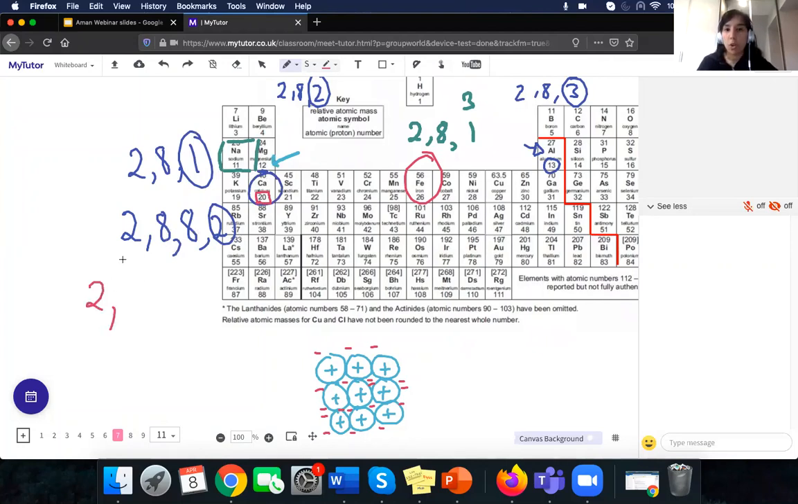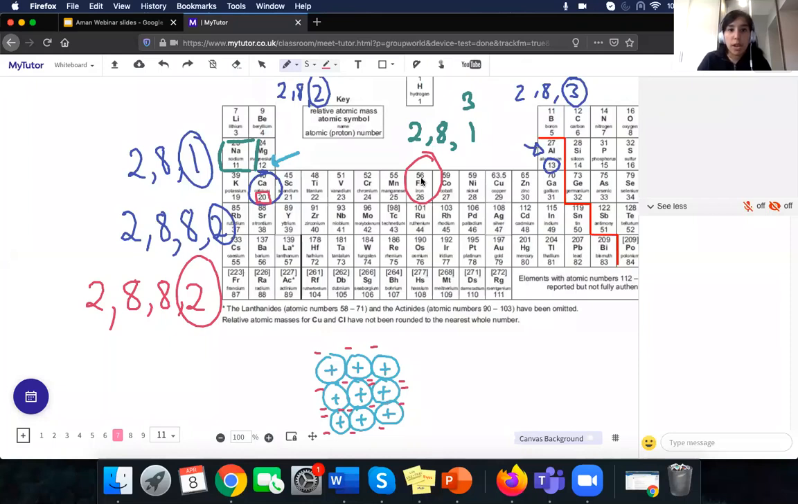So its first shell can only hold 2. Remember, the first shell only holds 2 electrons. The second shell holds 8. The third shell holds 8. 8 plus 8 is 16, plus 2 is 18. That means its fourth shell must have the final 2 electrons that make 20. So calcium has an electron configuration of 2882.